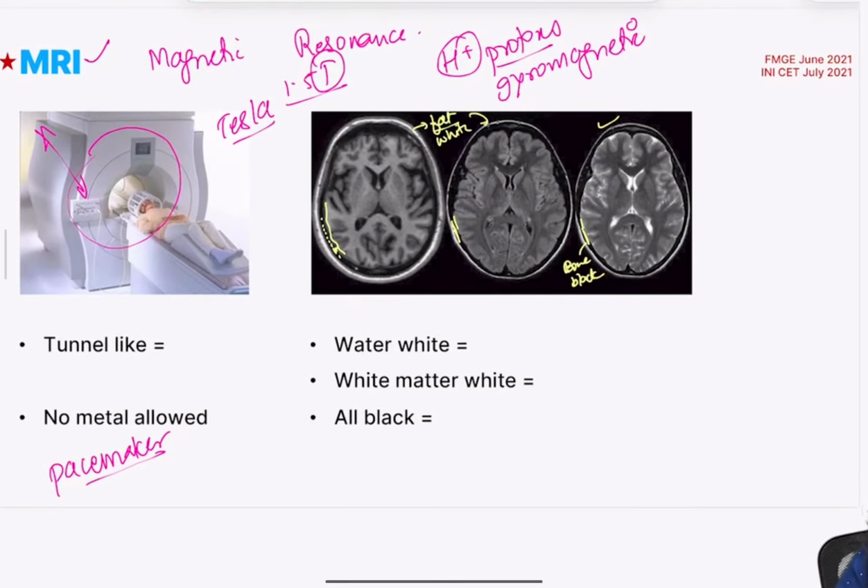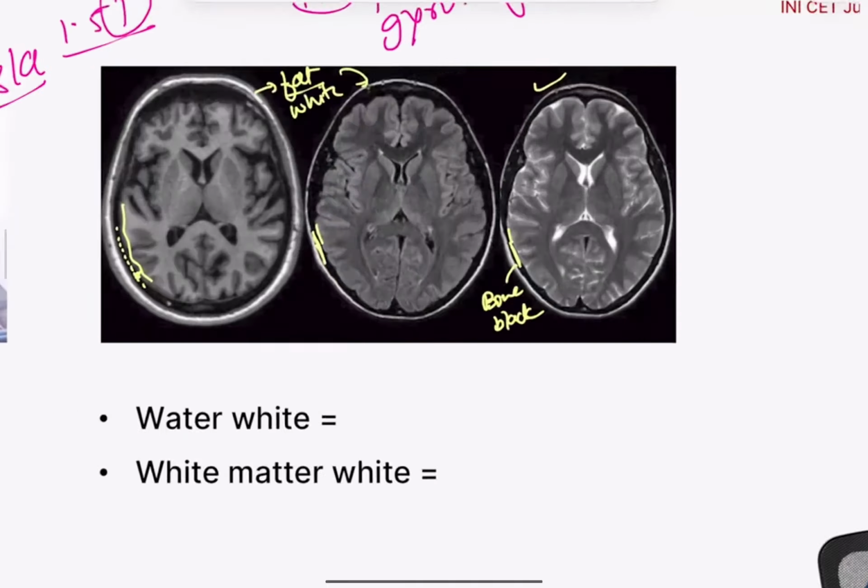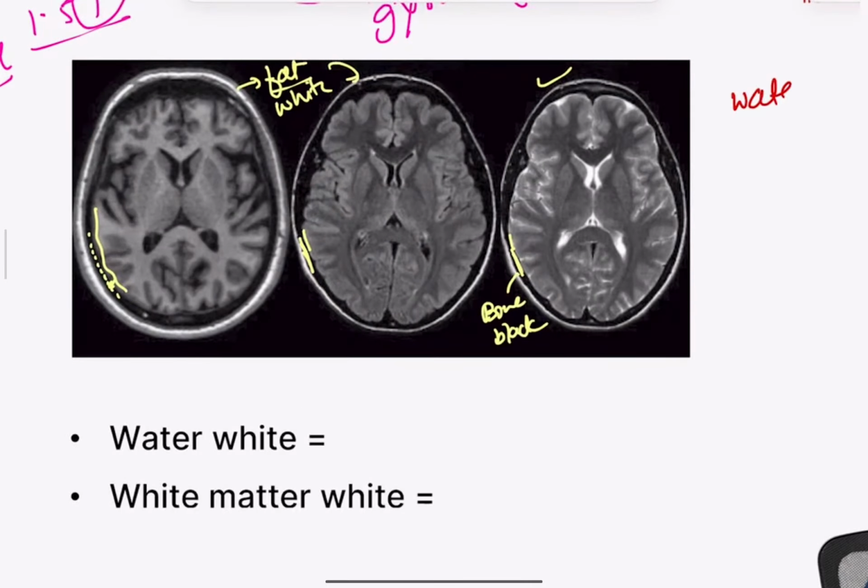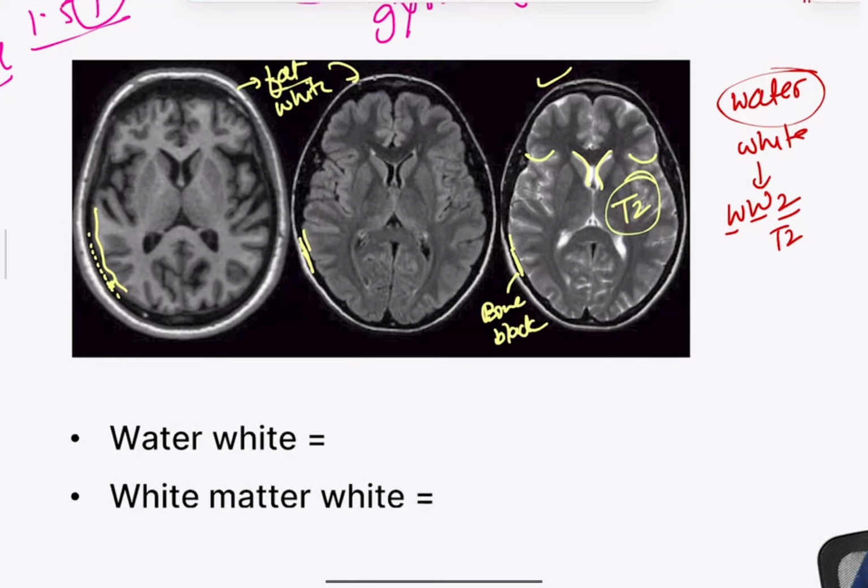Now how do you identify these MRI sequences T1, T2, FLAIR? So first of all, look for water. If the water is white, WW2, water white, it is T2. What is the water in the brain? The CSF in the ventricles, the CSF in the sulcal space. If that is white, it is T2 weighted MRI. If the water is not white, the next thing you look for is white matter.